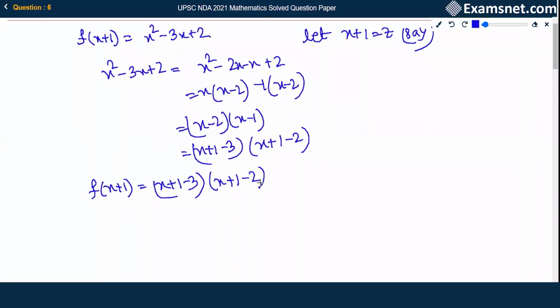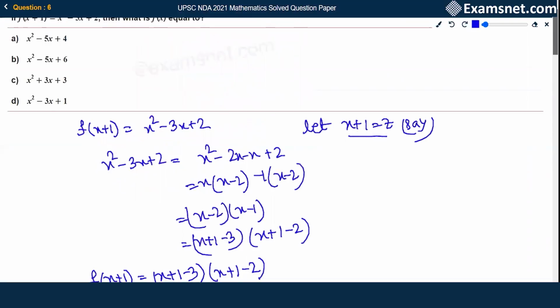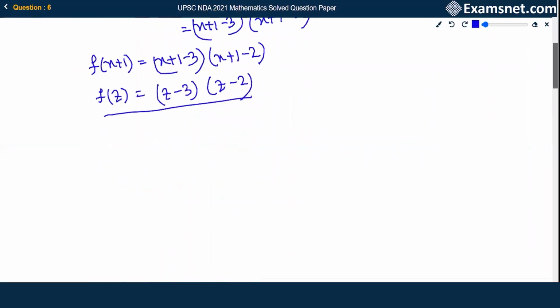X plus 1 minus 2. Okay. Now, since we have already assumed x plus 1 as z, we can put z in the place of x plus 1, and it will become z minus 3, z minus 2. Now the given polynomial function is changed into the variable z. And what is asked is to find the value of f of x.